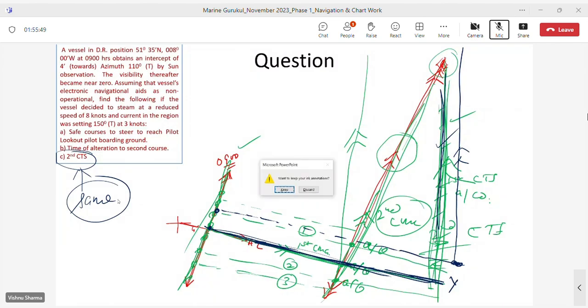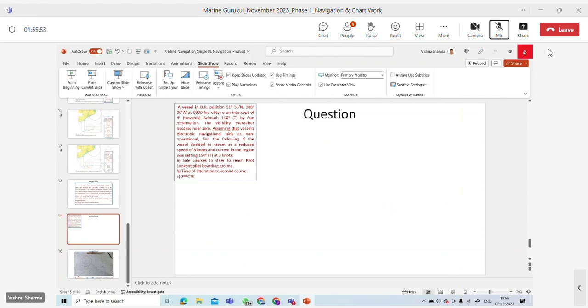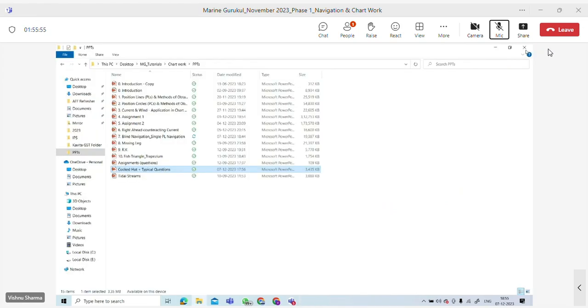Okay, guys, let's take a 5 minutes break before we start on the next one, that is the missing leg. Take a 5 minutes break.